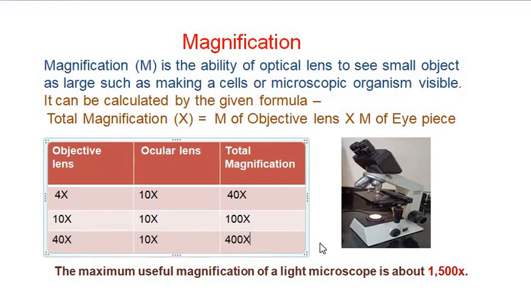So the magnification of a light microscope is limited. The maximum magnification of a light microscope is about 1500x, and the magnification is limited by the wavelength of visible light. So the light microscope has a limitation to magnify small objects beyond 1500x magnification.